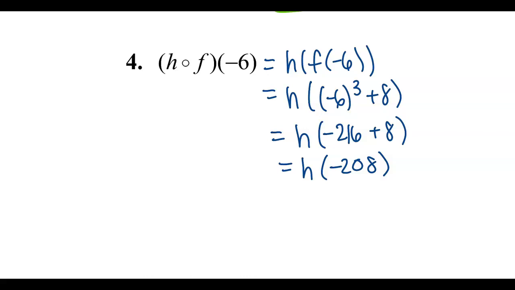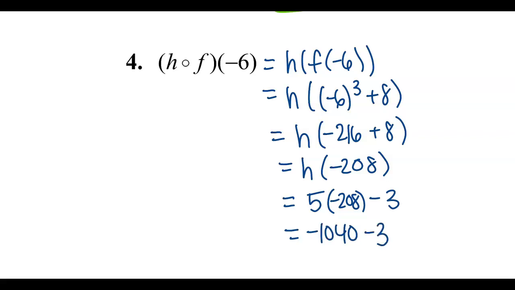Am I done? No, we still need to figure out what h is. So we're now going to do h of this number. h is the function 5 times x minus 3. Instead of putting in x, we're going to put negative 208. When you multiply negative 208 times positive 5, you're going to get negative 1040 minus 3. And negative 1040 minus 3 is negative 1043.